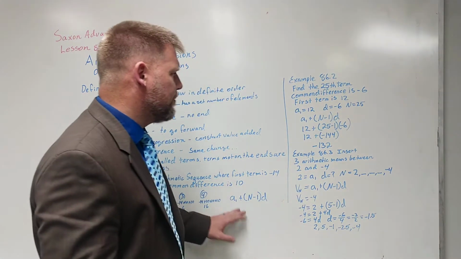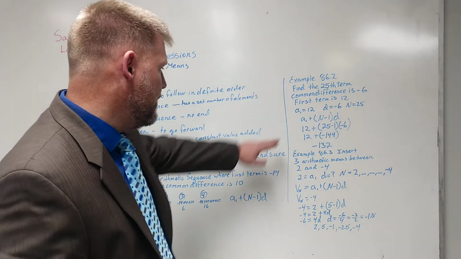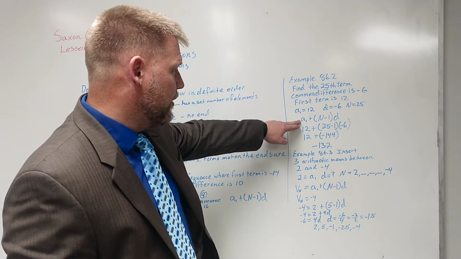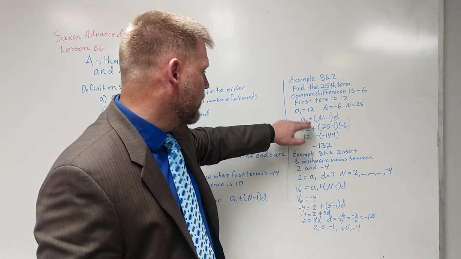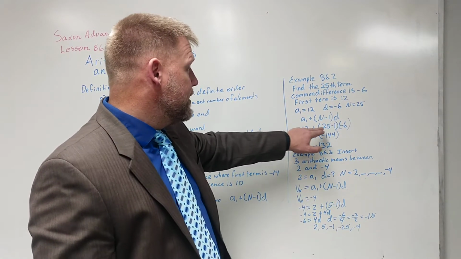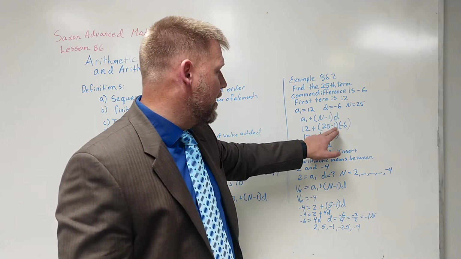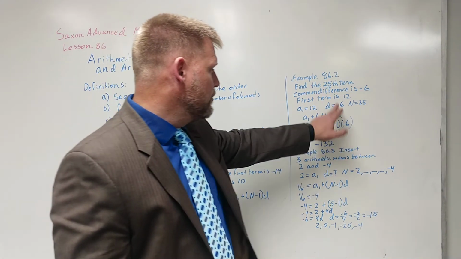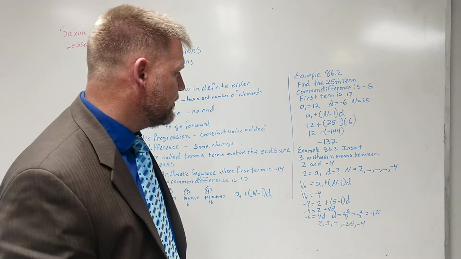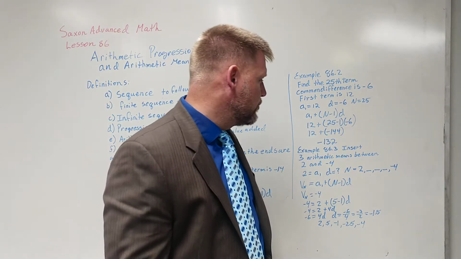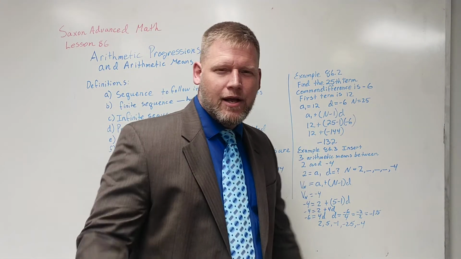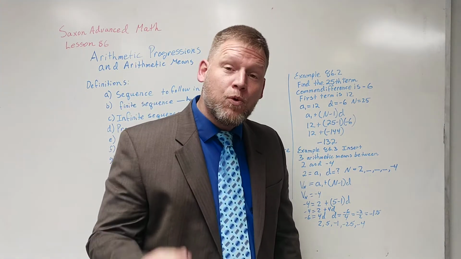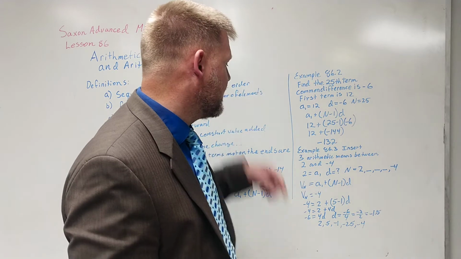So I'm going to use my formula, right? My formula is going to be here, a plus n minus 1 times d. Well, what's the first term? They told me it was 12, so I'm going to stick that in here. Then they said the 25th term, so 25 minus 1, and then I'm going to multiply that by my common difference, which is negative 6. So 25 minus 1 is 24. 24 times negative 6 is negative 144. Add that to 12 and I get negative 132. And it's really that simple when they're numbers like this, right?